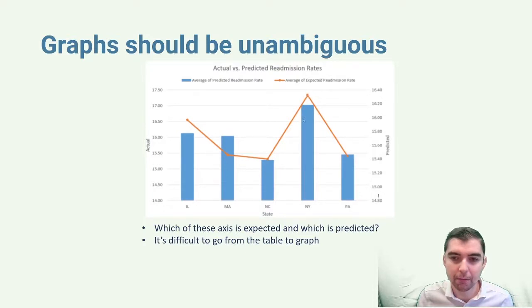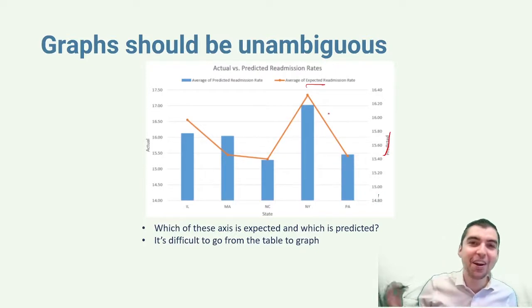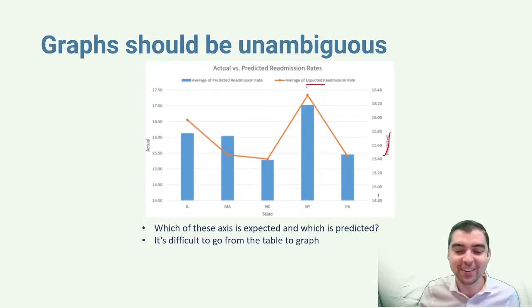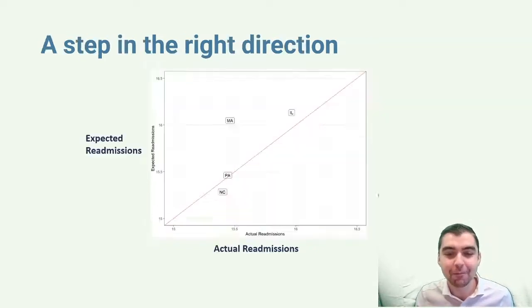When orange is above blue, oh, that's the right axis is predicted, the left axis is actual. Wait, so which is right? Is it the left axis that's orange? Oh, I see. Orange is expected, so that's actual. Wait, expected is predicted. Oh, so expected is orange, which is this right axis. Do you get the point? It's really hard to understand this graph.